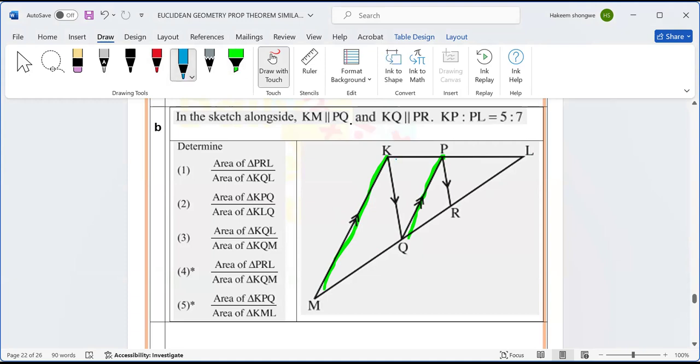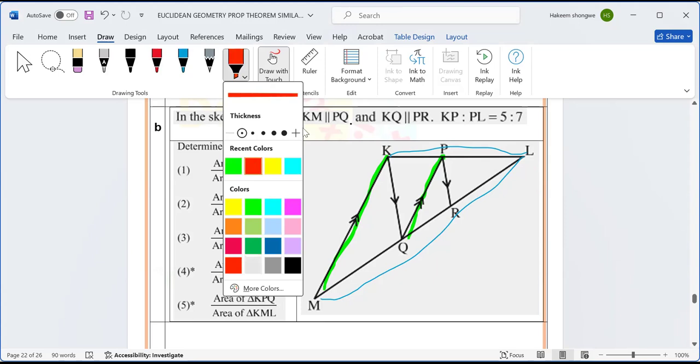Meaning, this side here is going to be in proportion with this side here, because of the parallel lines. Do we have another one using the parallel lines? We have QR and RL. I meant according to the parallel lines. We are done. We need to know others.